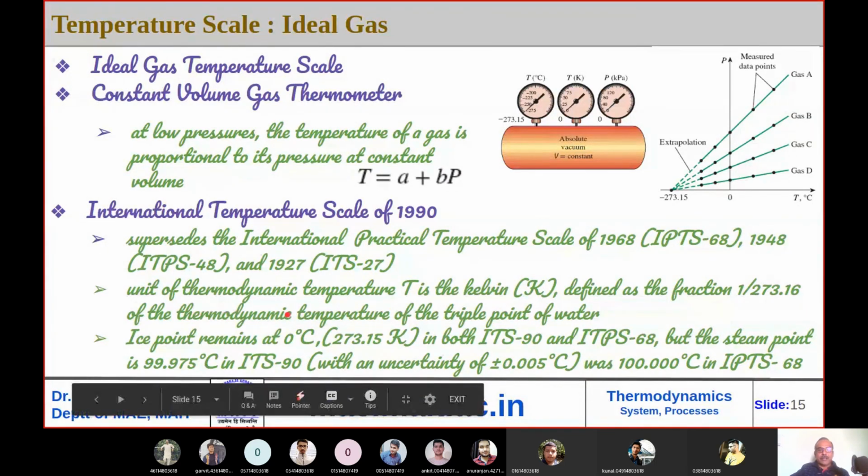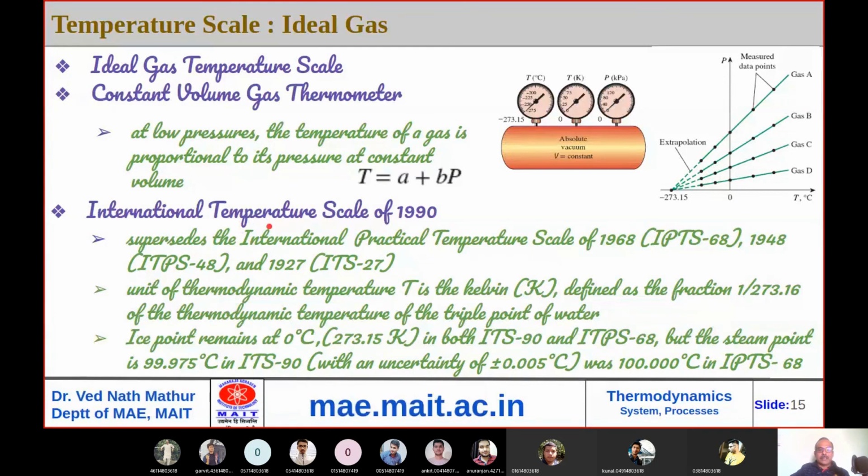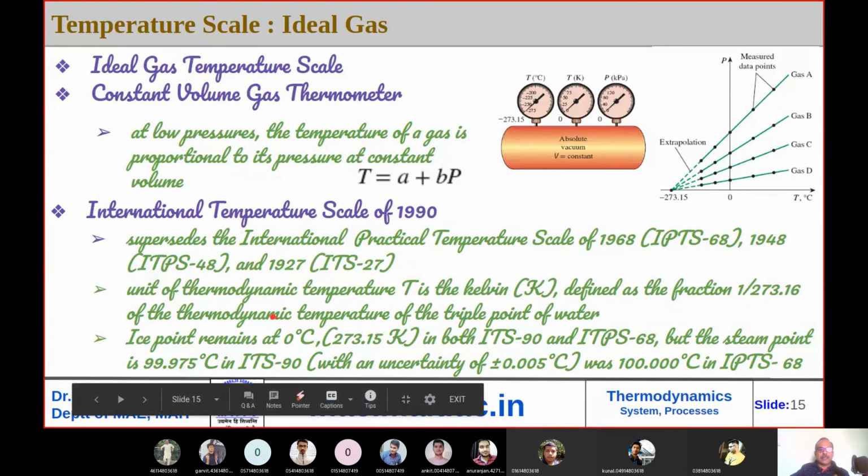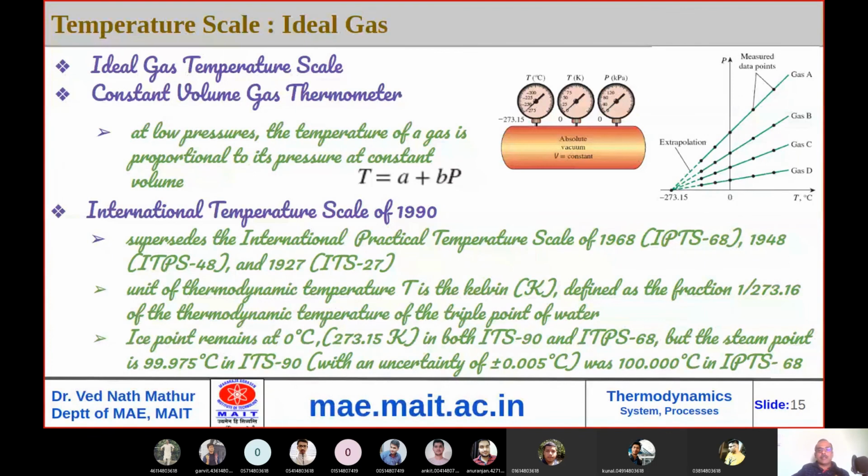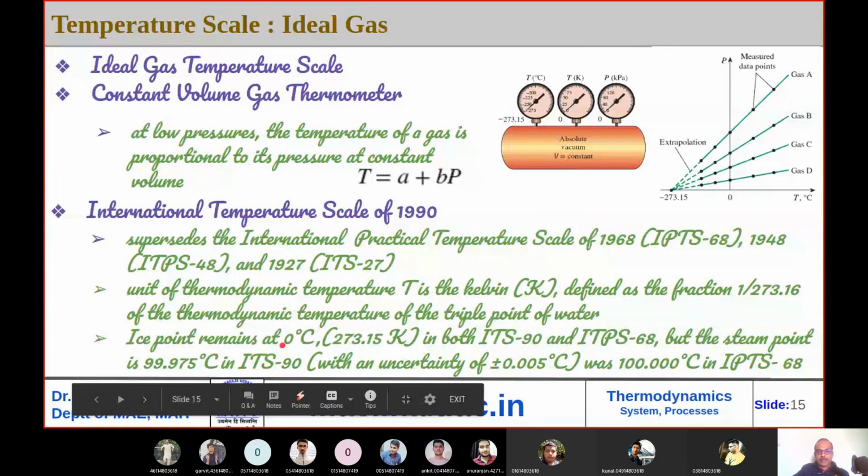So this international temperature scale is not the thermodynamic scale, but it is more or less similar to the thermodynamic scale. So the thermodynamic temperature scale is different, but the temperature scale in Kelvin which we use is more or less the same as the thermodynamic scale. Now on this scale, the ice point remains at 0 degree centigrade, and it's been the same in ITS 90.